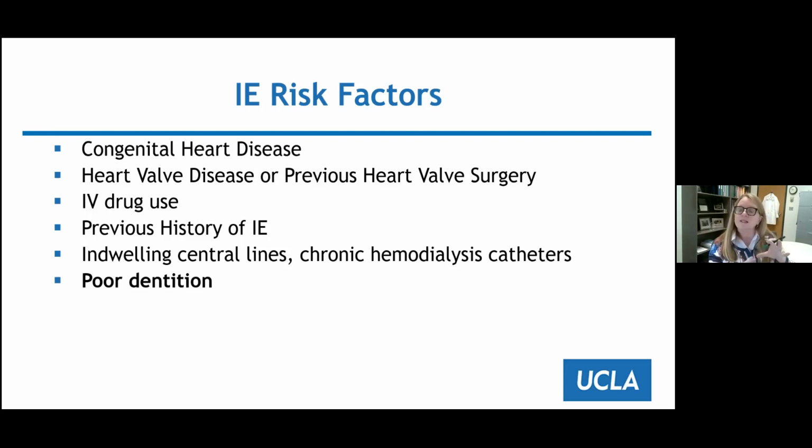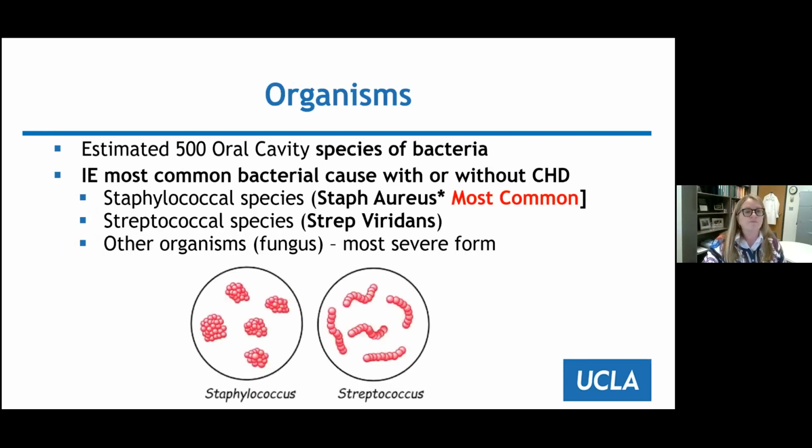Anything where bacteria can stick to and colonize, and it's a petri dish for growth. We see these with indwelling sorts of lines, as well as poor dentition. There's an estimated 500 oral cavity species of bacteria.